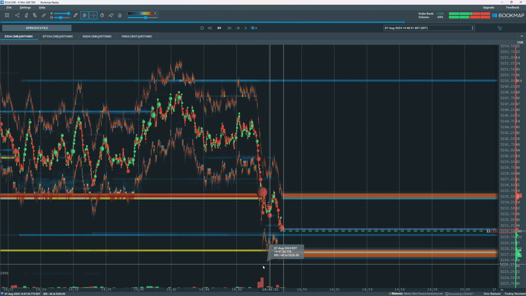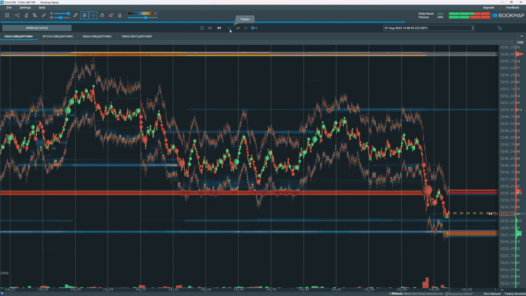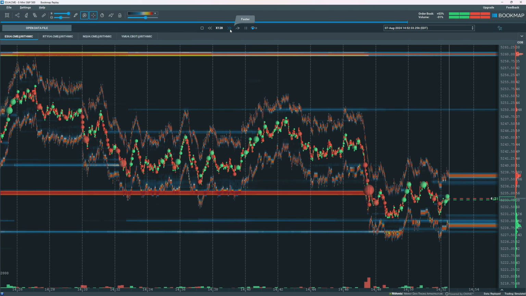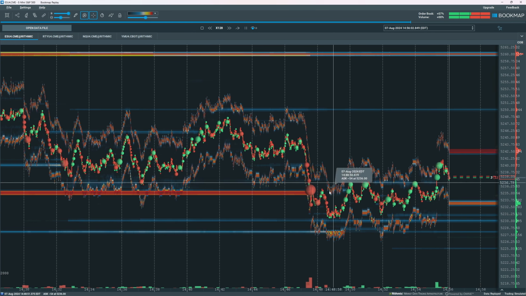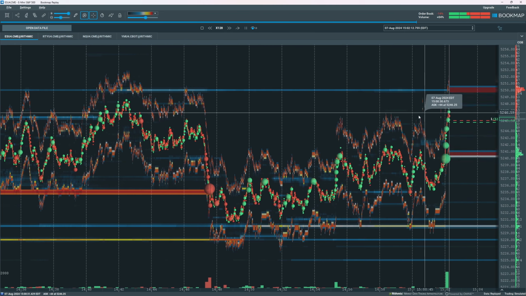If we look at how Bookmap actually unfolded as this price was coming through, we'll go ahead and hit play, and we'll let this play out. Now I'm going to speed this up a little bit just to save your guys' time, so you don't have to sit there and watch every tick. You see chugging along. And then we're going to see the market come right back up.